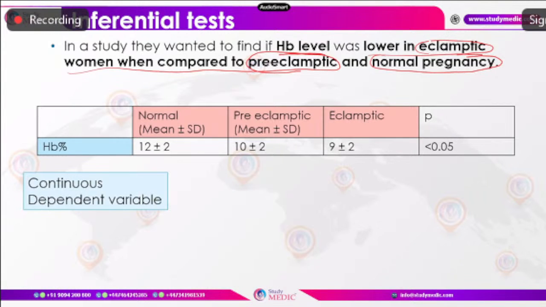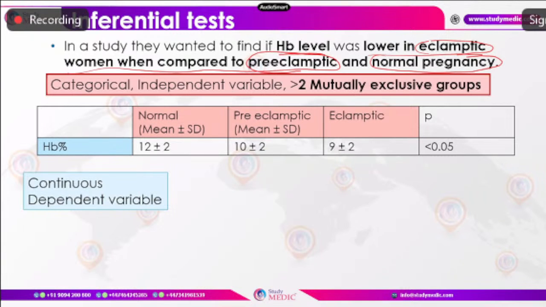and they want to find out the significance of the difference in mean, whether it is varying in more than two groups. So the categorical independent variable has more than two groups. You can see the normal pregnancy is one group, pre-eclamptic women are one, and eclamptic women are another. Now you can see all are independent groups, mutually exclusive groups, and they are unpaired groups.